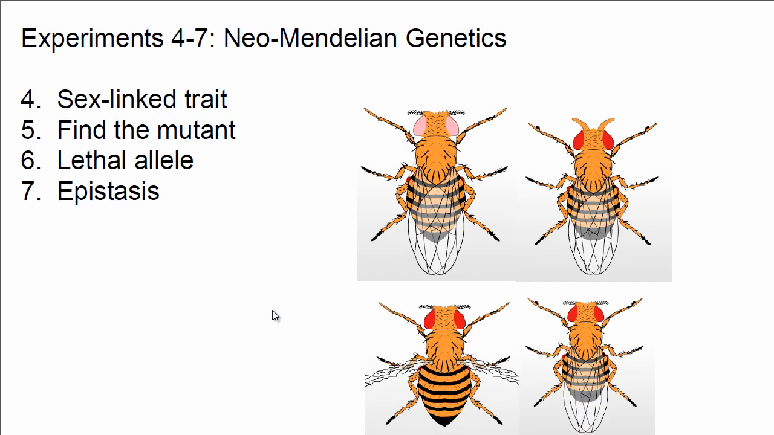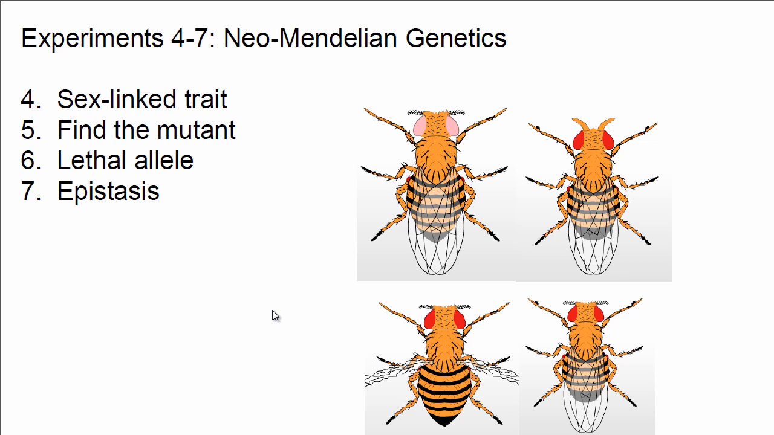Okay, so in experiments 4 to 7 is where we actually get to this Neo-Mendelian genetics that I was talking about before. These are genes and alleles and traits that Mendel wouldn't have been able to explain with his simple ratios, and Morgan had to get a better understanding of what was going on at the genetic level and create new rules to describe these odd mutations.